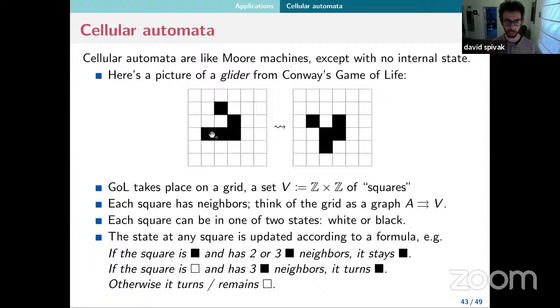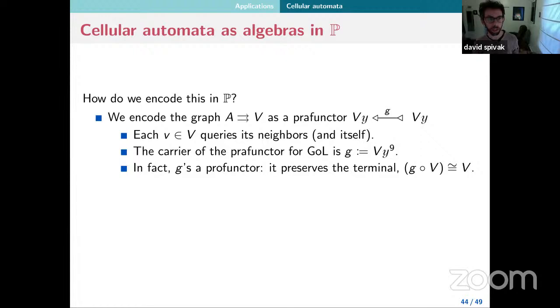And that's the rule. And from that, you get these gliders moving across the screen, and it's Turing complete. You can count primes. It's pretty amazing to see what people make with this thing. So how do we encode this in Poly? Well, we encode the graph as a profunctor or a bimodule from Vy to Vy. Vy is the discrete category on V. And if we think of this as a database query, it's just that every vertex is querying its neighbors.